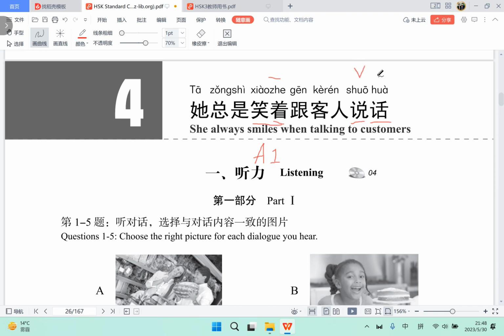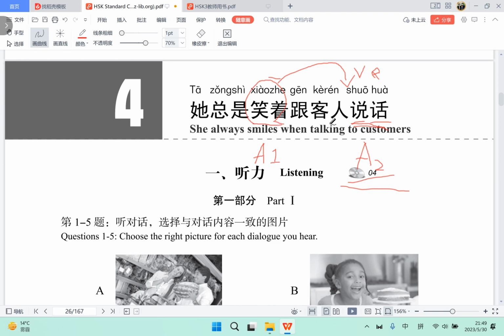So this is a verb-object structure, but that's not important. What is important is this is the second action, action 2. And for this situation, there are 2 actions. The second one is more important, and the first one with 着 is just the action accompanying the second one, which means it describes the manner of the second action. So she's speaking, and how she's speaking: she's speaking while she smiles.